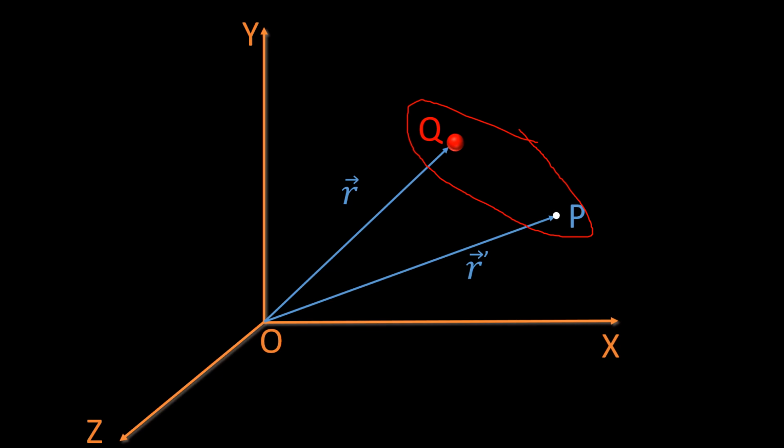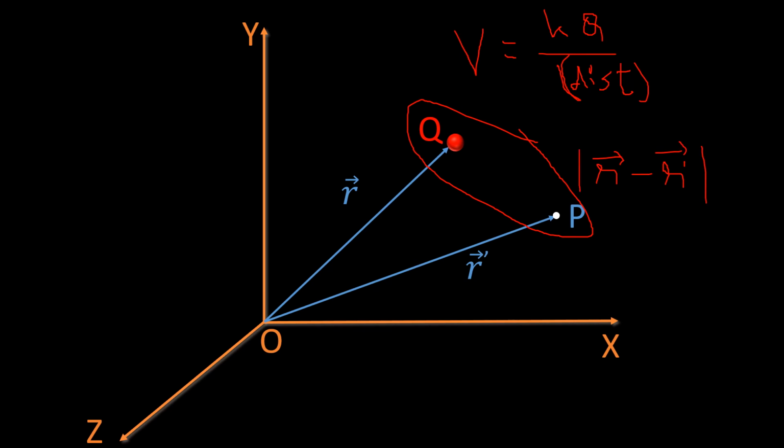What is the expression for electrostatic potential? It is kq upon distance. What is the denominator? Kq upon distance. Now, how much is the distance right now? How do I find out distance of point P? So it is the mod of resultant vector r minus r prime. R minus r prime is the resultant vector, and what if I take mod of this? It will give me distance between Q and P.